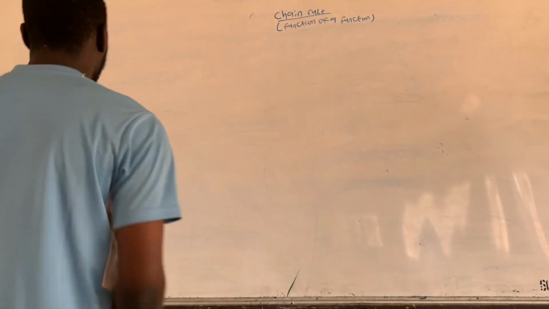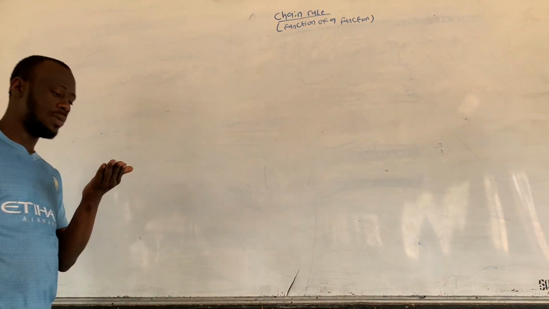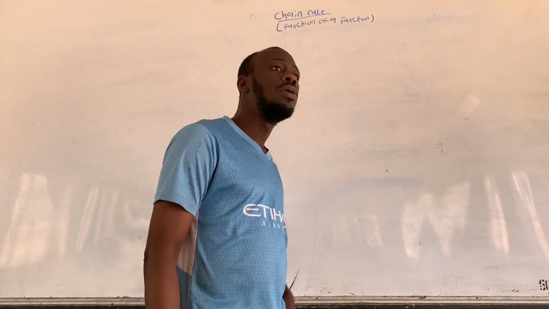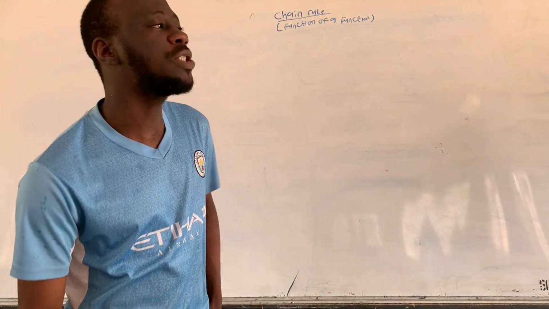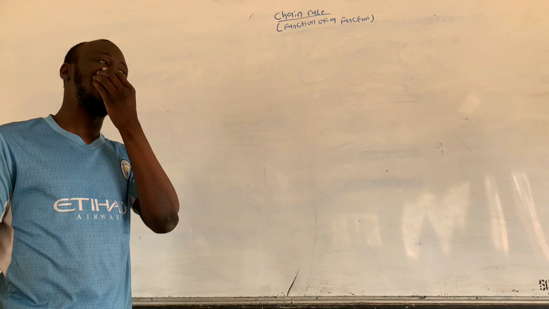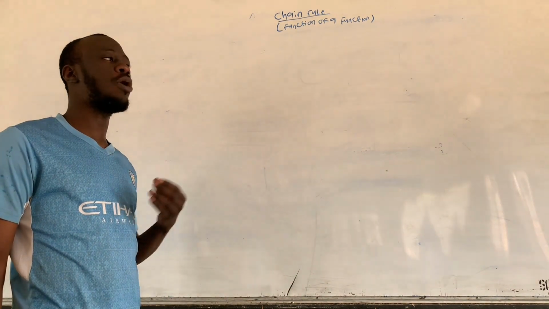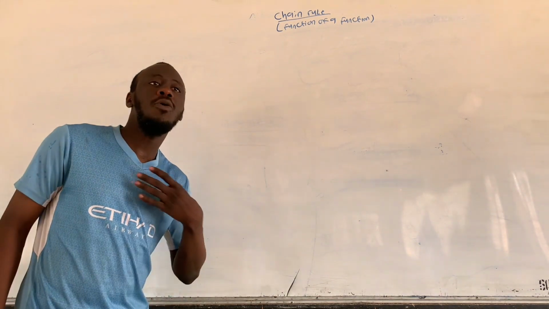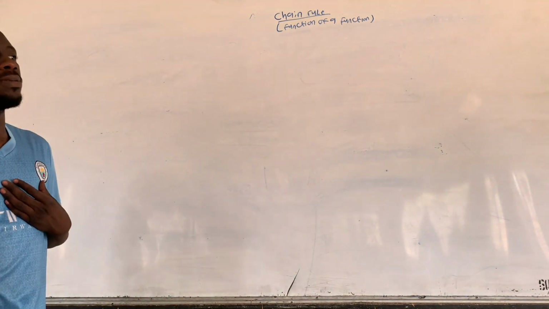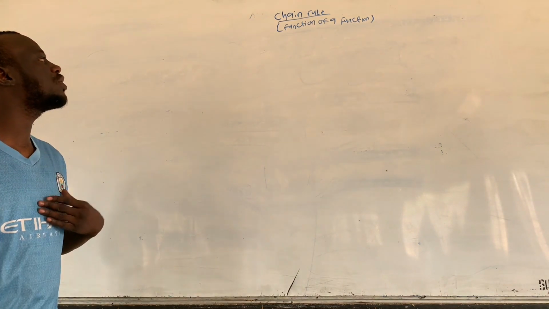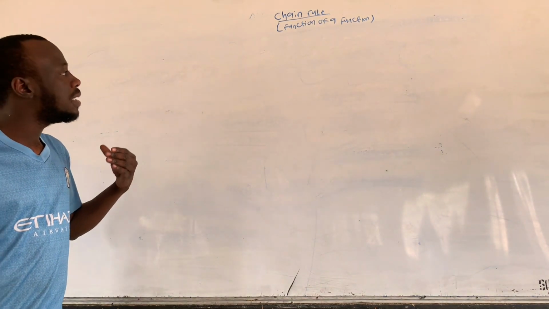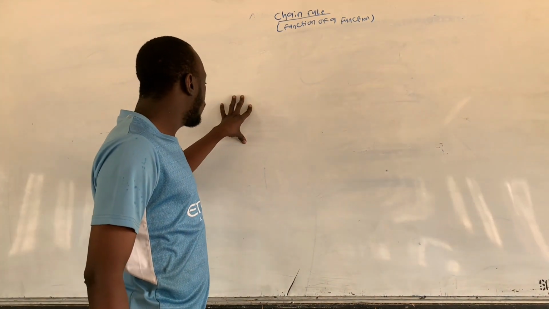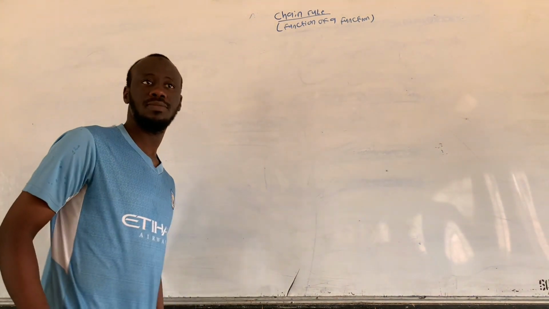So, another way of solving a differential equation is by the use of what? Of chain rule. Sometimes we call it function of a function, or traditionally we can call it function inside a function. So, how can someone recognize a function of a function? Or how can I identify that I am going to solve this question using chain rule?